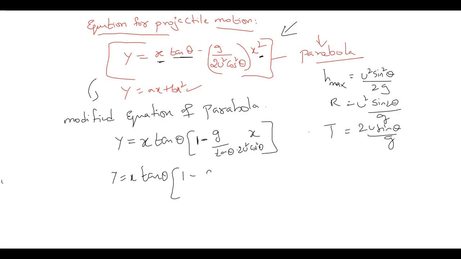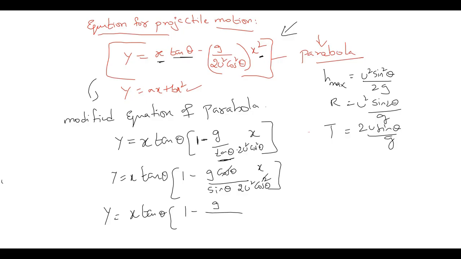You can write this tan theta as sin theta by cos theta. So cos theta will go up, sin theta will remain down, and 2u square cos square theta will be there. From this, 1 cos theta can be cancelled. Then y is equal to x tan theta into 1 minus, this will become g by 1, u will be outside, then it will be 2 sin theta cos theta, correct? 2 sin theta cos theta becomes sin 2 theta.